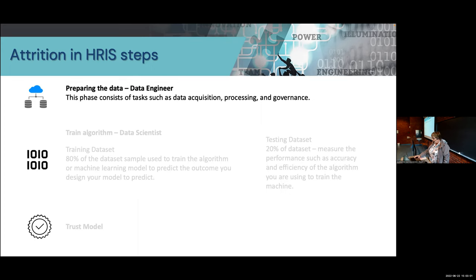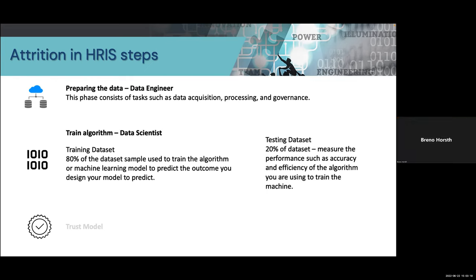Then the data engineers would usually prepare the data. Those are tasks such as data acquisition, processing, and governance. We then go to the data scientist role of training the algorithm. As described before, we separate the test set, more or less 20% of the data, and we use the rest of the data to train the algorithm. So what we did is see if we could predict from the data that we had which employees would actually leave in the next 3 months or not. Through this process, you essentially iterate this training, and repeat that until you're happy with your algorithms and your model.